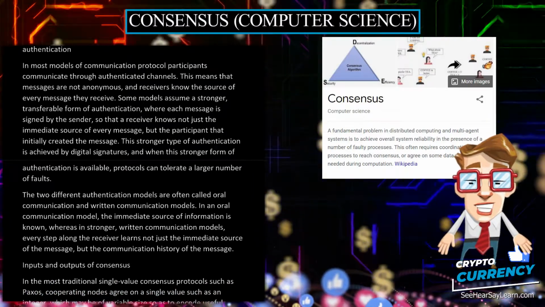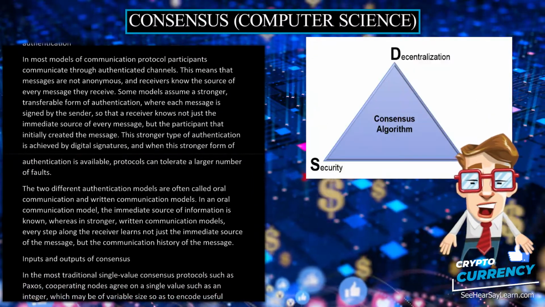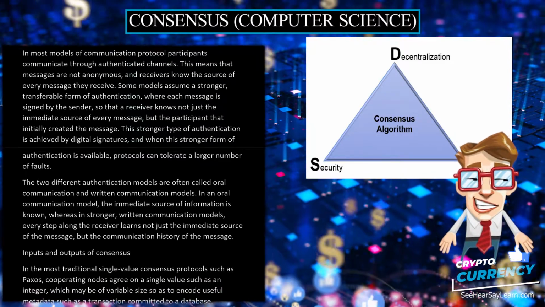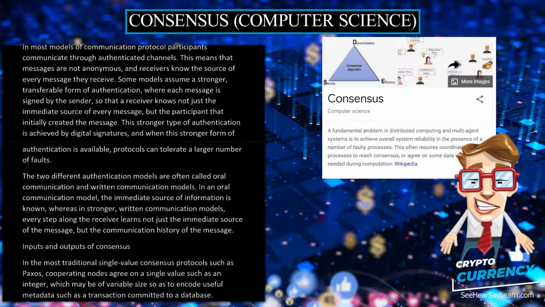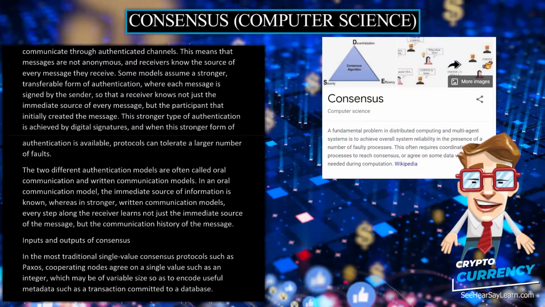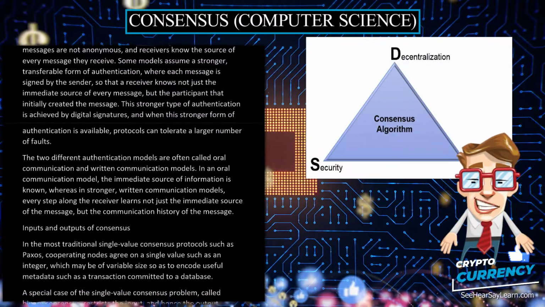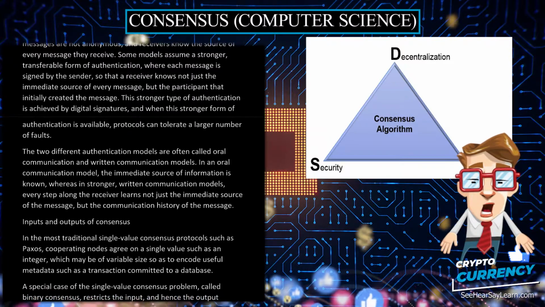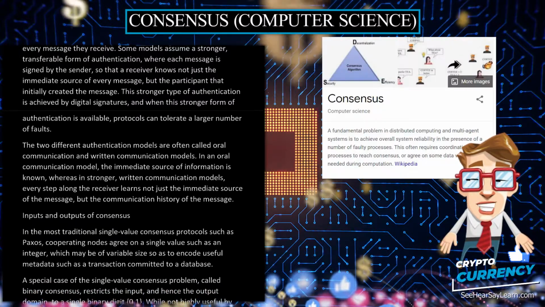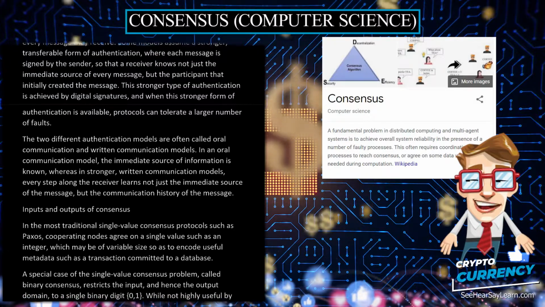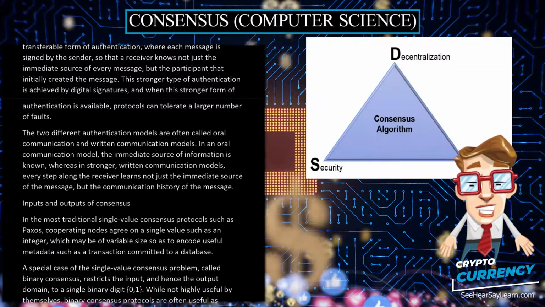The two different authentication models are often called oral communication and written communication models. In an oral communication model, the immediate source of information is known, whereas in stronger, written communication models, at every step along the way the receiver learns not just the immediate source of the message, but the communication history of the message.